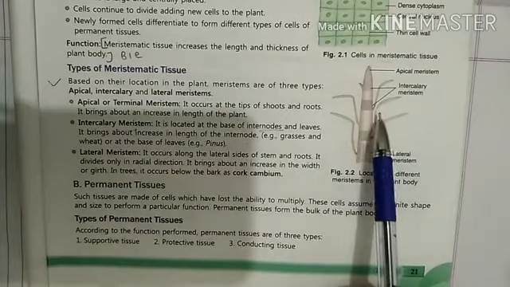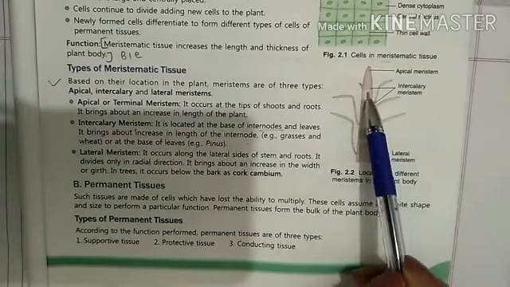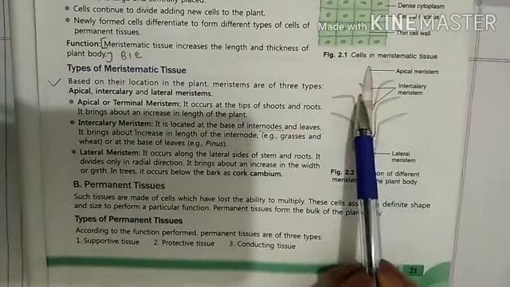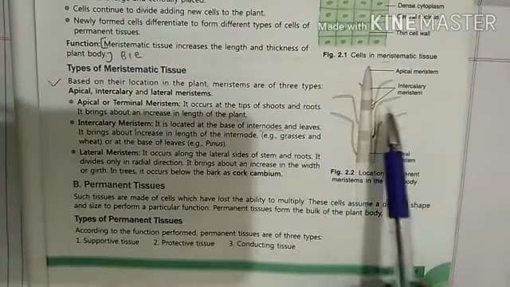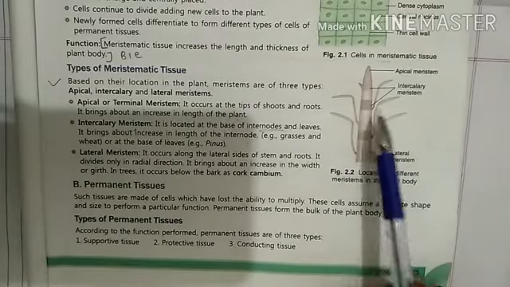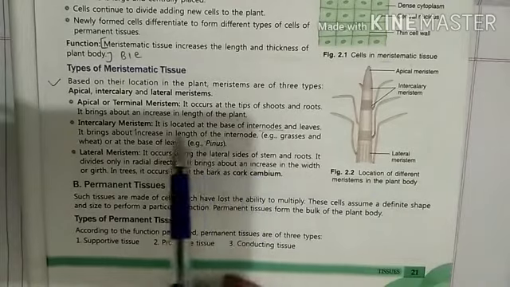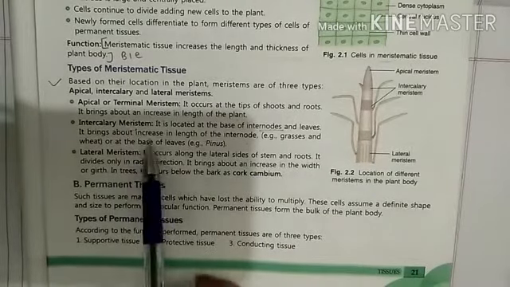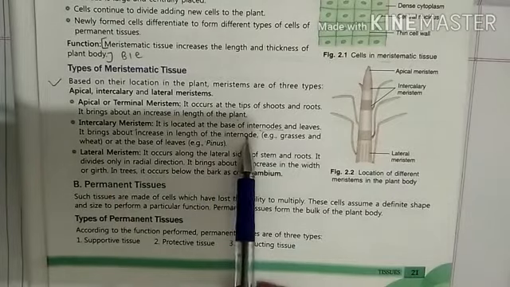Now you know what is internode. Internode means the space between the two nodes. Now what do you mean by node? Node is the point from where the leaf arises. So the space between the two nodes is known as internode, and at the base of the internode, intercalary meristem is present, which causes increase in length of the internode.